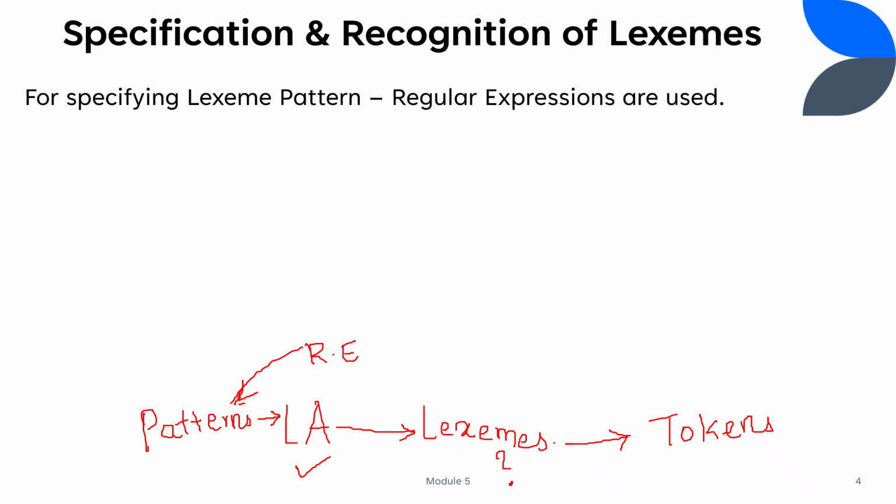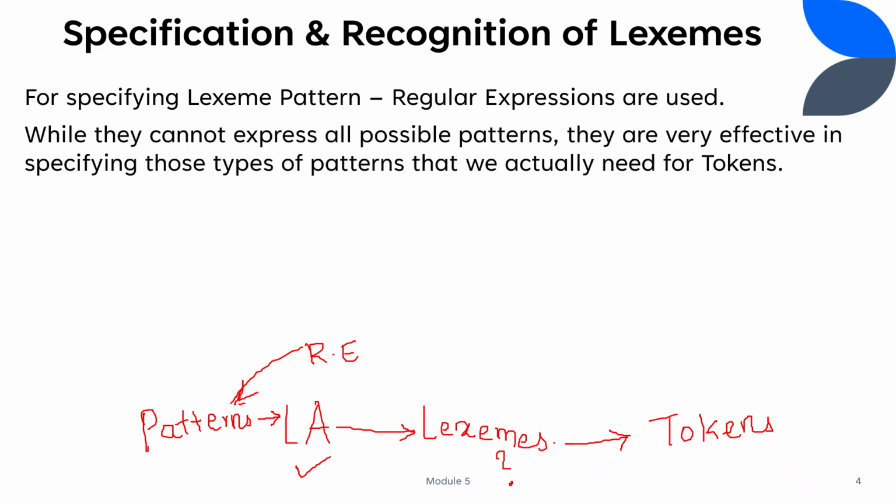As I said, for specifying lexeme patterns, regular expressions are used. While regular expressions cannot express all possible patterns, they effectively help us in specifying those patterns which we need for tokens. The various types of tokens or lexemes in a broader sense are identifiers, keywords, operators, punctuation, and literals.